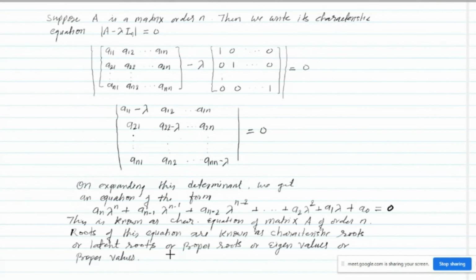Okay, if I give one matrix and ask you to find the latent roots of this matrix, what does it mean? You have to find the characteristic roots. If I ask to find the latent roots or proper roots of this matrix, you have to find the same thing. Okay, let us see some examples, then you will understand.